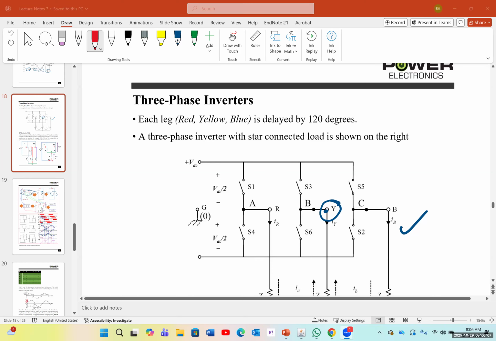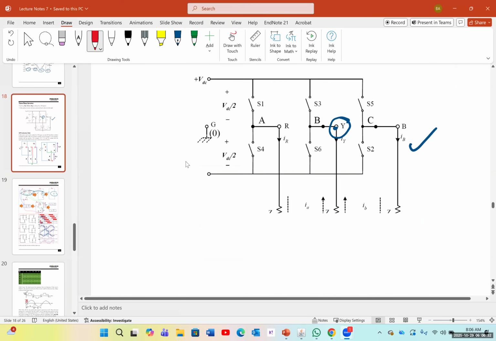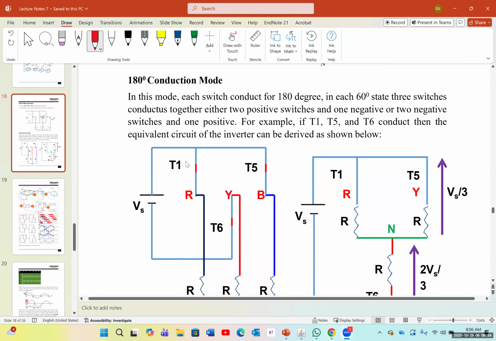In the previous class, we spoke about DC to AC inverters. We continued with three-phase DC to AC inverters, and we mentioned that we have two types of three-phase inverters. We have the ones with the 180-degree delay and the 120-degree delay. We already spoke about the 180-degree delay, or the 180-degree conduction mode.